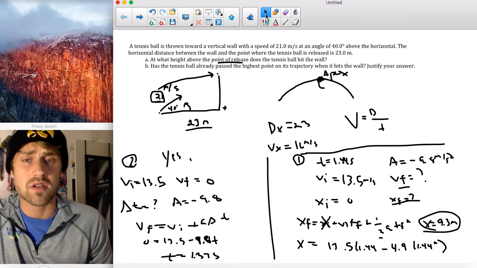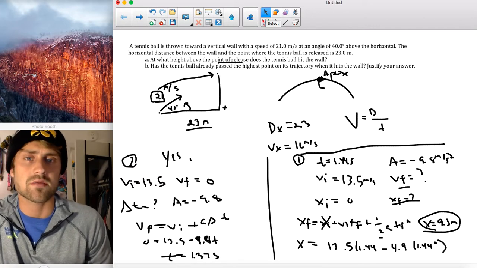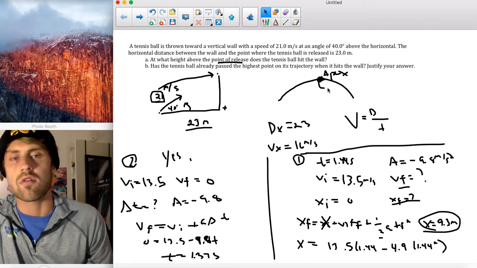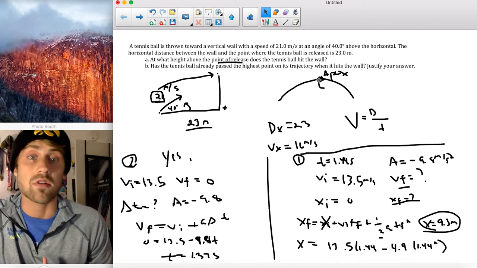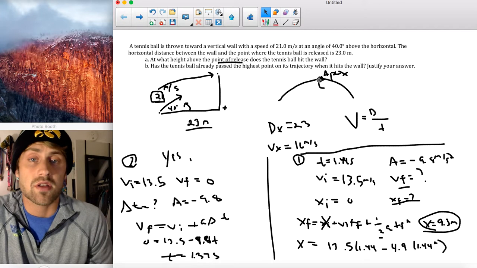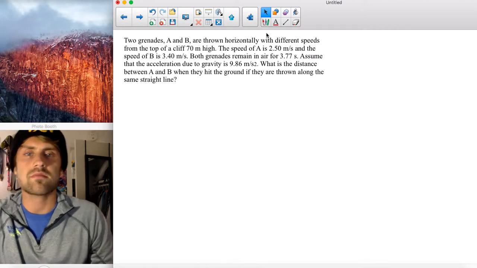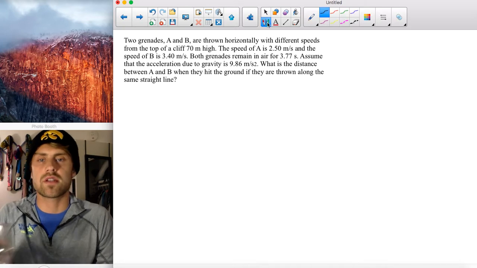Any problem that you get in this chapter is pretty much going to be a variation of that, and sometimes you're going to find either how far the ball could go, or how high the ball could go, or how long it's in the air. So you're basically going to be looking for one of those 3 things. Our next problem is actually going to be way easier.